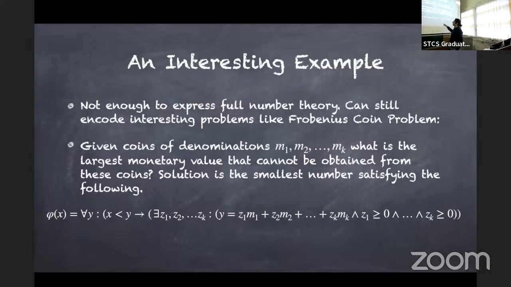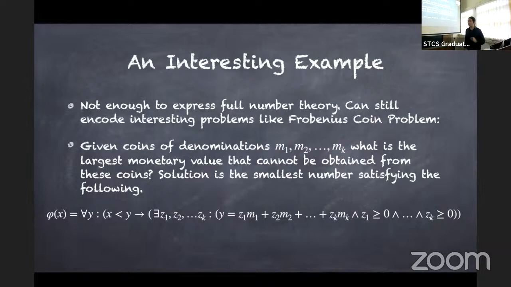Notice that once a number n satisfies this formula, n plus 1 also satisfies this formula, and n plus 2 also satisfies this formula. Now, the smallest number that satisfies this formula is indeed the largest number that cannot be obtained, right? Because after that, every number can be obtained. So here, x stands for this largest monetary value; the smallest possible value of x stands for the largest unobtainable value.